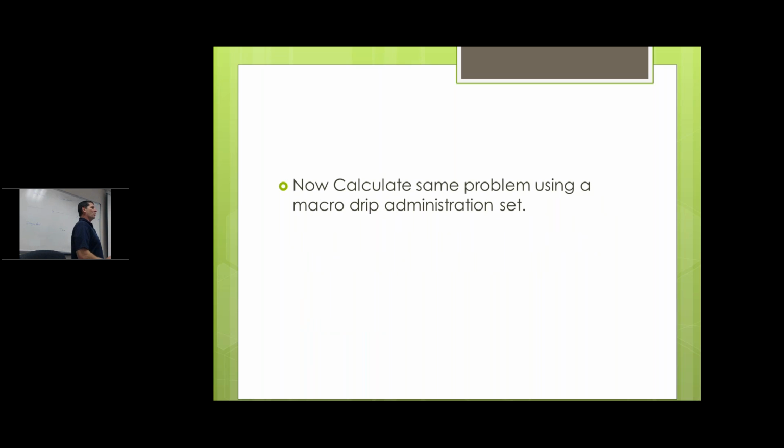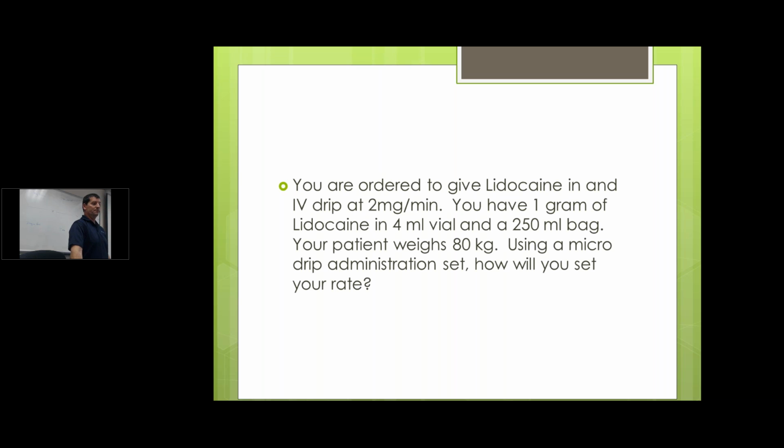So now that same problem with a macro drip set at a 10. How many drops per minute? If we used a 10 drop instead of a 60. How about if we used 15? Perfect. Got that? Because that might be a question you'll see on the test or in the homework. Calculate it with a micro, calculate it with a 10, calculate it with a 15. So let's try another one.